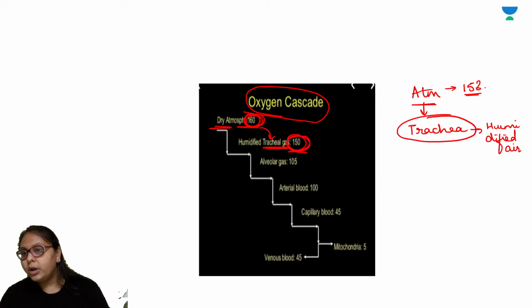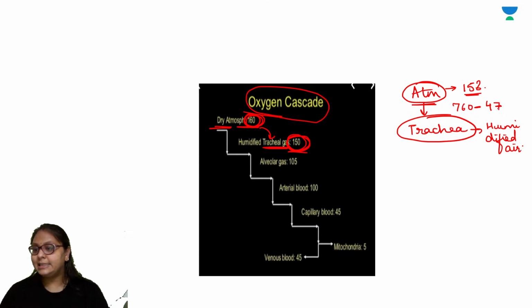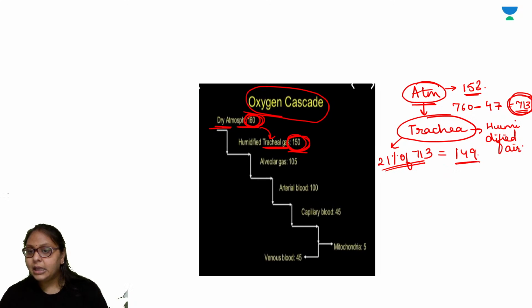ठीक है, तो इसमें ये ड्राई एयर में और क्या जुड़ गया? वाटर वेपर प्रेशर. तो 760 माइनस वाटर वेपर का प्रेशर होता है अराउंड 47 millimeters of mercury, तो दैट इज अराउंड 713. ठीक है, इसका 21%. सो एट ट्रेकिया इट इज 21% ऑफ 713. That is equal to around 149, and therefore there is decrease of the oxygen tension from 160 till 150.